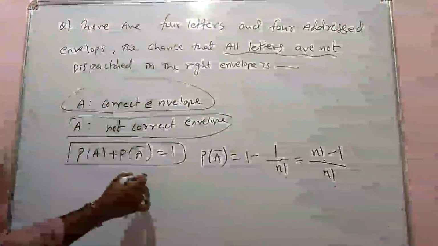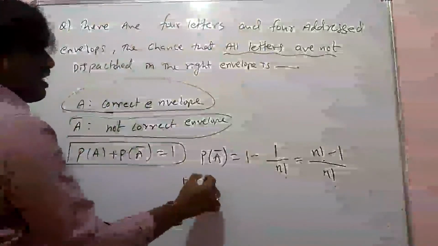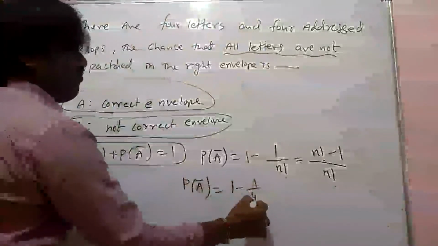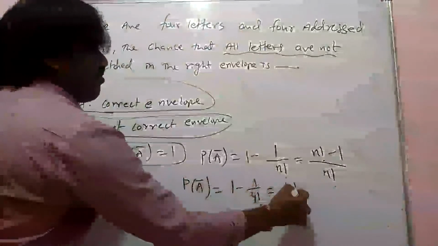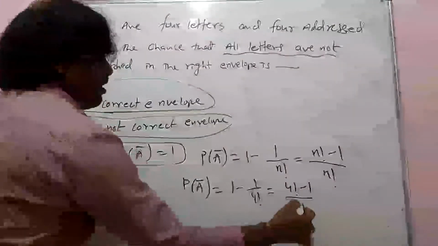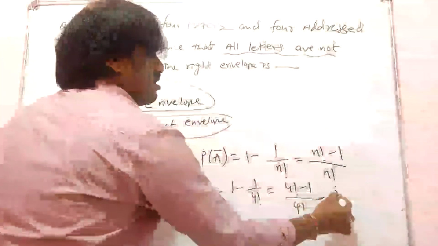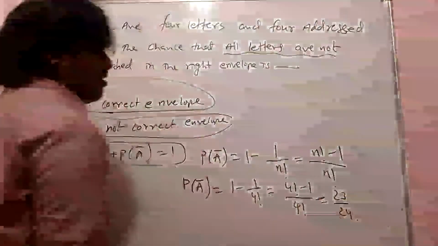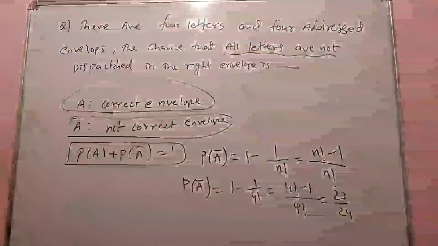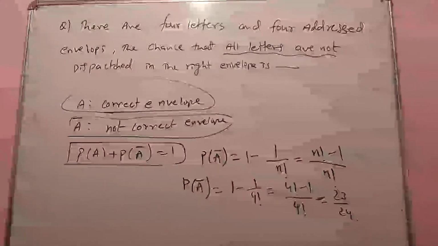If it is 4 letters, then the probability of not reaching the correct envelope will be 1 minus 1 by 4 factorial. This will be 4 factorial minus 1 by 4 factorial. The value of 4 factorial is 24, so 24 minus 1, that is 23 by 24, is the answer. Yes, understood? Now we will move to the next question here.